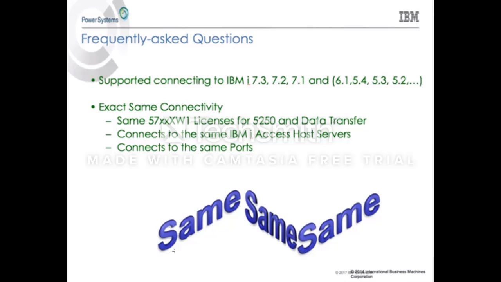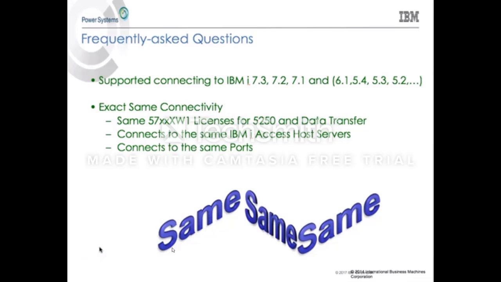So when people ask what ACS costs, well, ACS itself is a no-charge client, but it leverages the XW1 licenses that are on your IBM i server, which are the exact same licenses that were used as part of your Access for Windows support. So that piece is exactly the same.